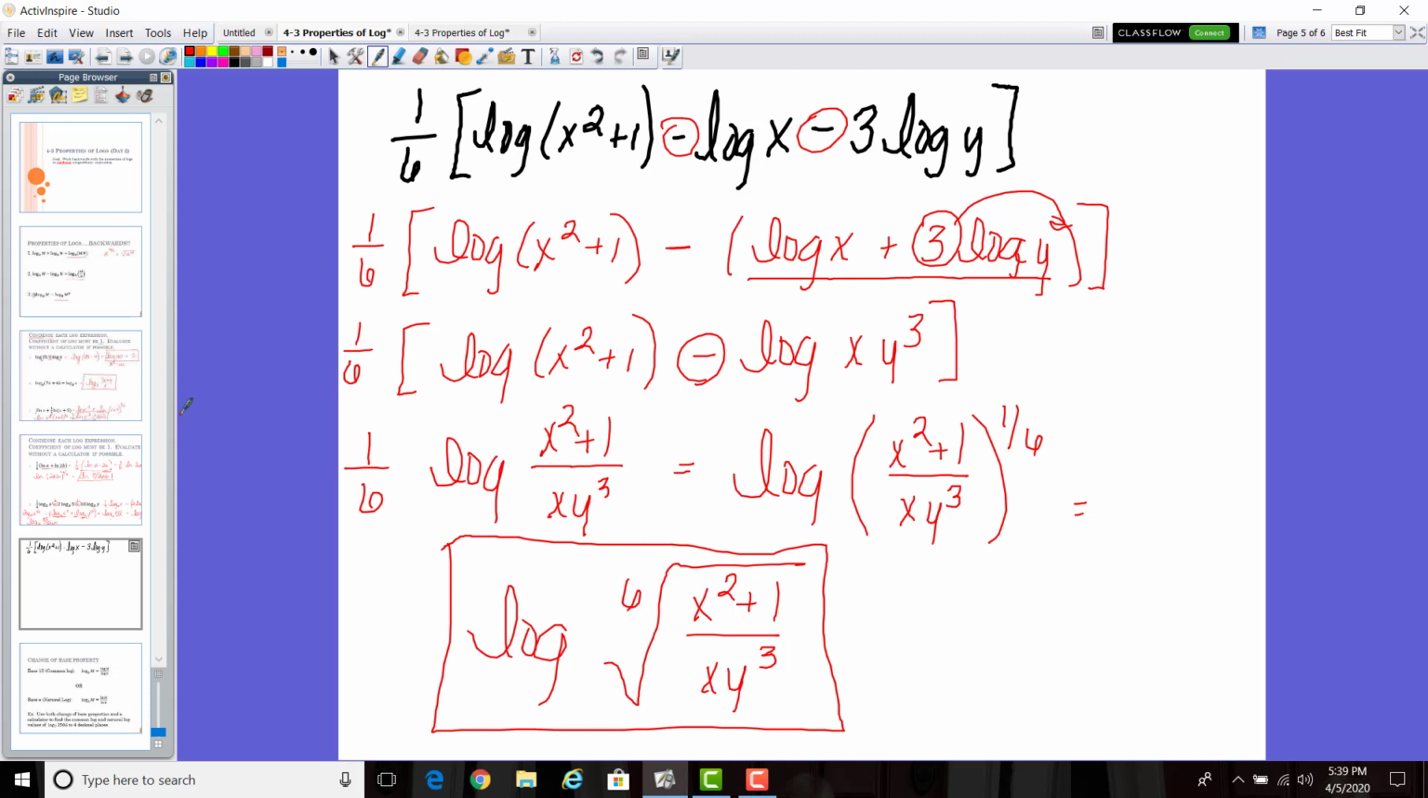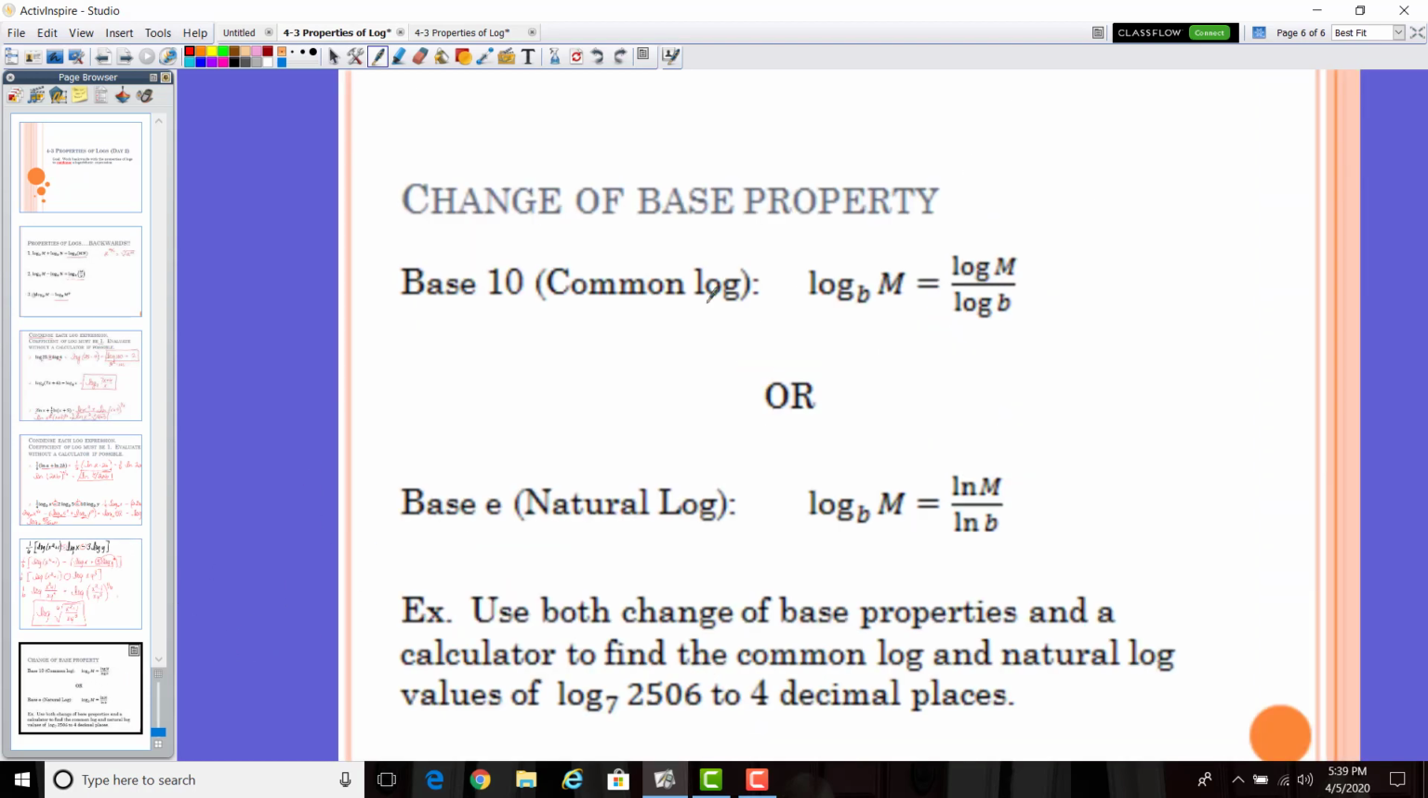Okay, I gave you a lot of different examples there. In your homework, you'll be able to go back and forth between the examples. I gave you all the components that you're going to need. The final thing we're going to do today is look at what we call the change of base property.